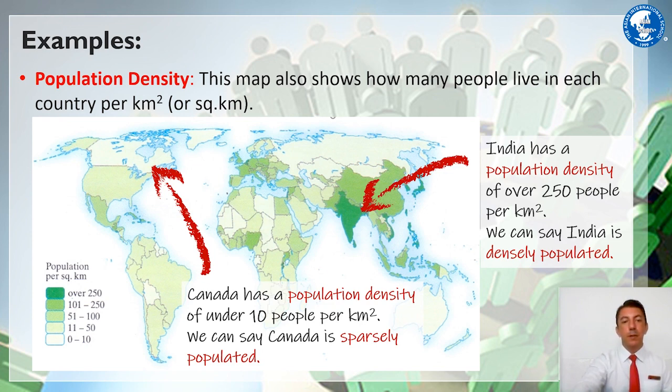Now, of course, in any country, some places are more crowded than others. In Canada, cities like Vancouver or Toronto are very crowded. But up in the north, there's very few people. So on average, it has 10 people per square kilometer.